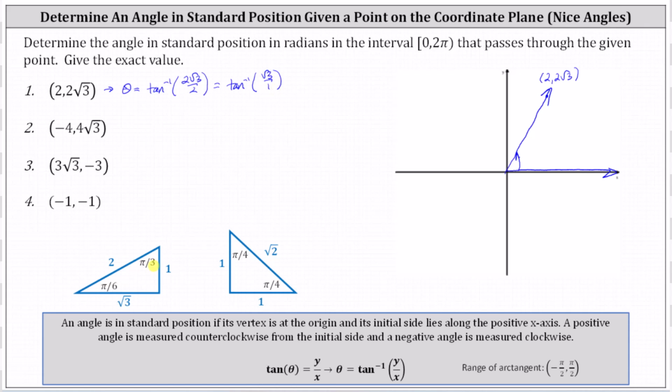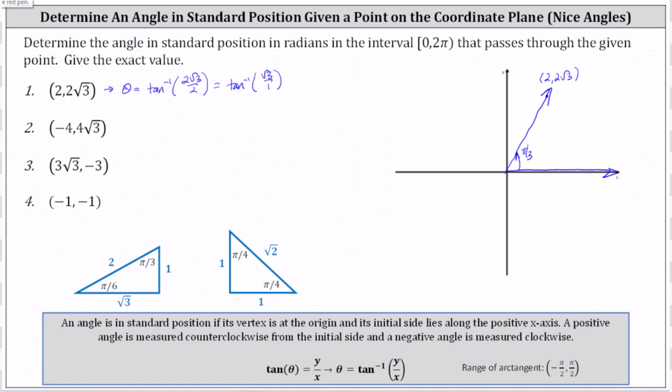Having a tangent function value of square root 3 divided by 1 should remind us of a 30, 60, 90 reference triangle shown below in radians, where notice the tangent of pi divided by 3 radians is equal to the ratio of the opposite side to the adjacent side, or square root 3 divided by 1. Because pi divided by 3 is in the first quadrant, pi divided by 3 is the angle we're looking for, passing through the point (2, 2 square root 3).